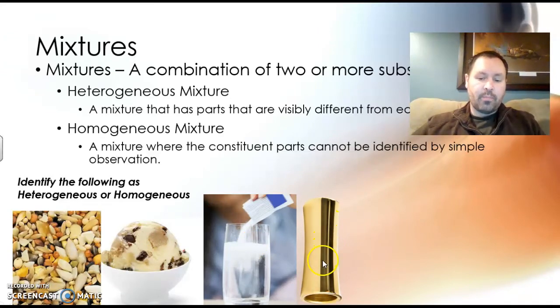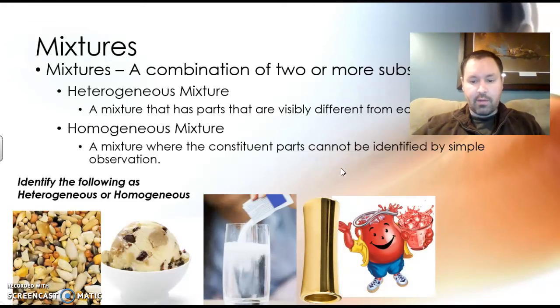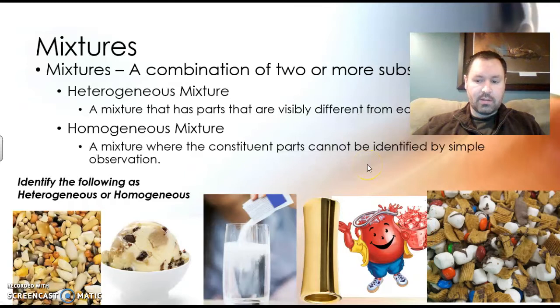How about brass? Brass is actually a mixture of, I think, copper and zinc. Can you see copper? Can you see zinc here? I can't. It looks like one new substance. So we're going to say that's homogeneous as well. Kool-Aid, I already gave that one away. That's a homogeneous mixture. You can't see the sugar parts and you can't see the flavor parts.